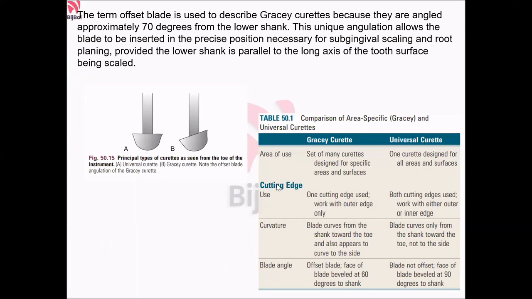Which instrument has an offset blade? Gracie curette. Very good. Which one is area specific? Gracie curettes. Which instrument has a 90-degree blade to the shank? Universal curette. Which uses both cutting edges? Universal curette uses both the cutting edges. Okay, very good.